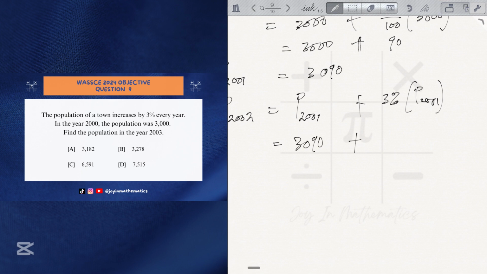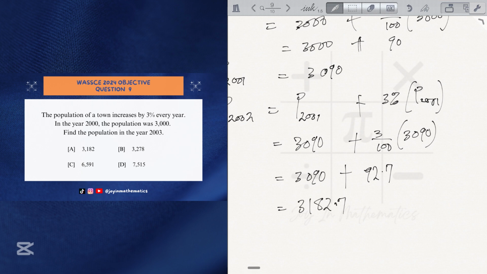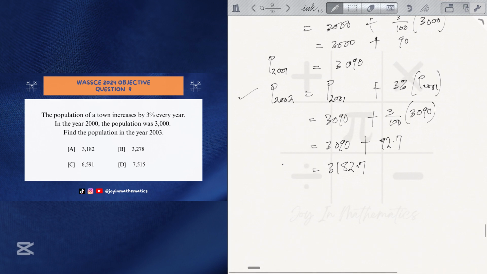So with this, we understand that the population of 2001 is 3090. So having a 3% increase of 3090, this will result into 3090 plus 92.7. So simplifying further, this will give us 3182.7. And this is the population of the year 2002.